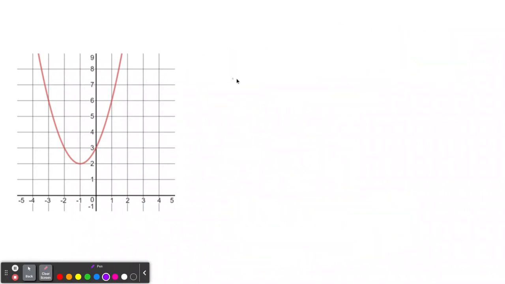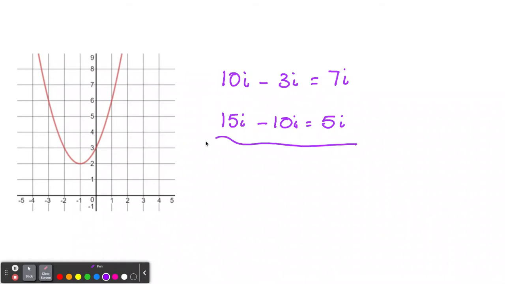All right, I think you get it. What if it was 10i minus 3i? What's that answer? 7i again. We have a 7i pattern going on here. And one more, if we had 15i minus 10i, well, it is 5i. So adding is pretty easy.